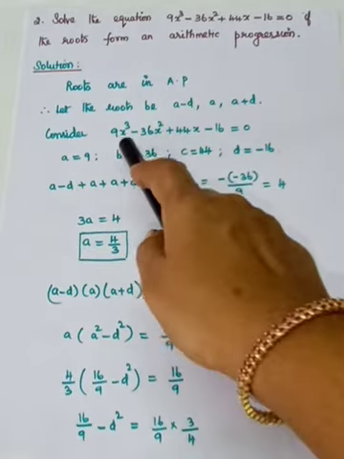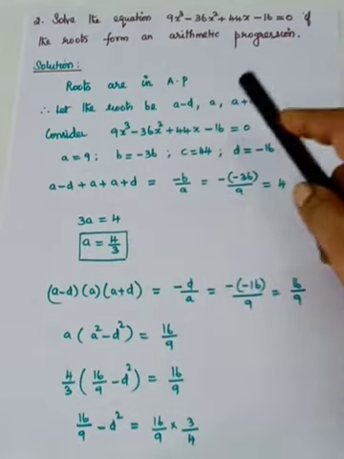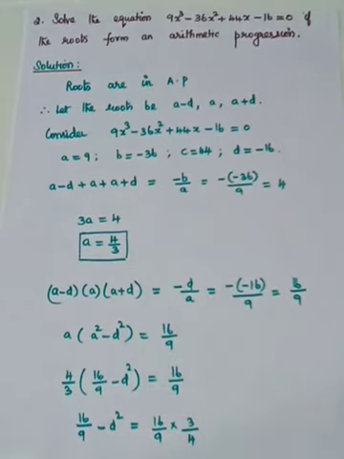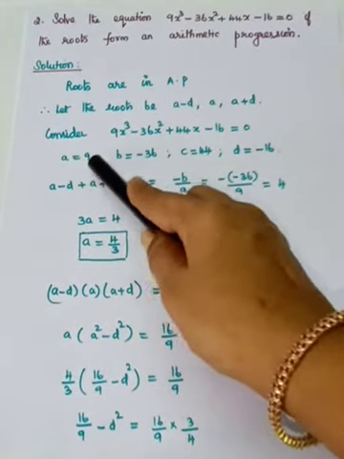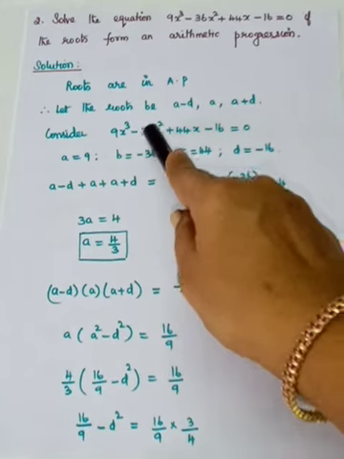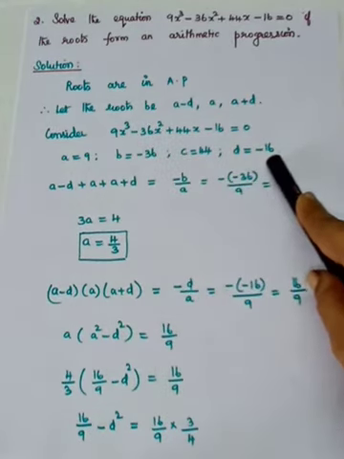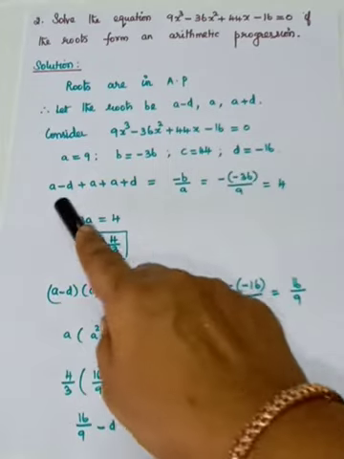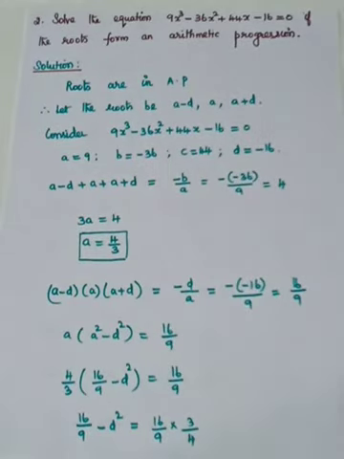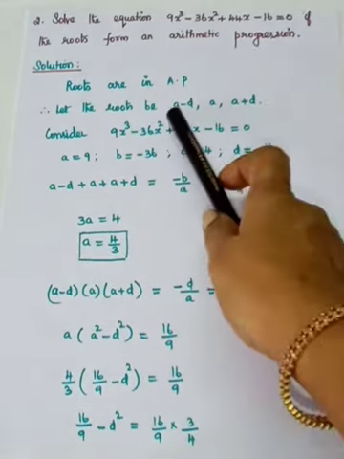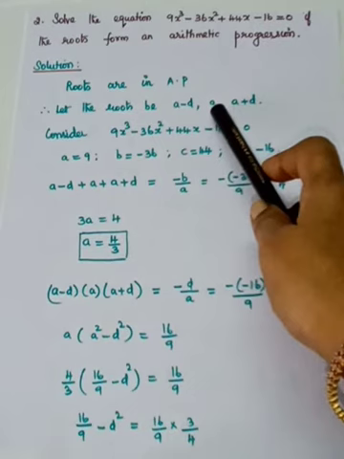So you consider the cubic equation given. We know that a is equal to 9, b is equal to minus 36, c is equal to 44 and d is equal to minus 16. So first you add the roots. Usually we will take the roots as alpha, beta, gamma, so we will write alpha plus beta plus gamma. Now the roots are a minus d, a and a plus d.